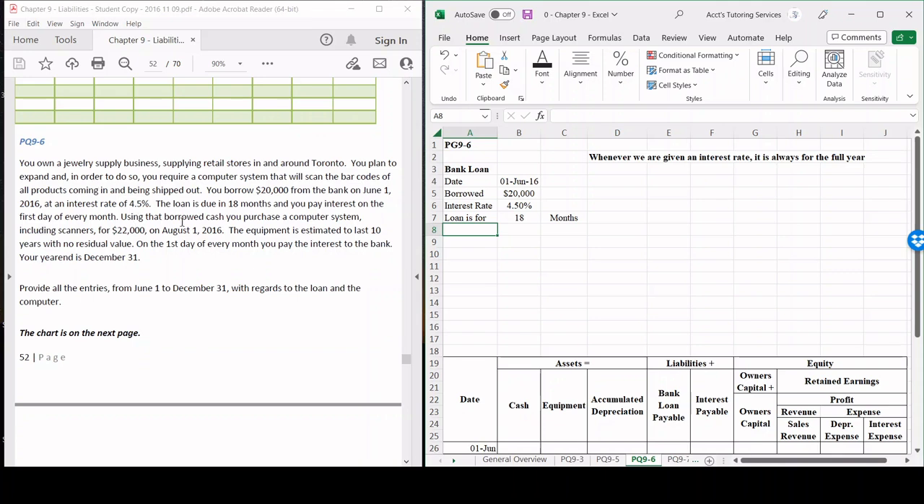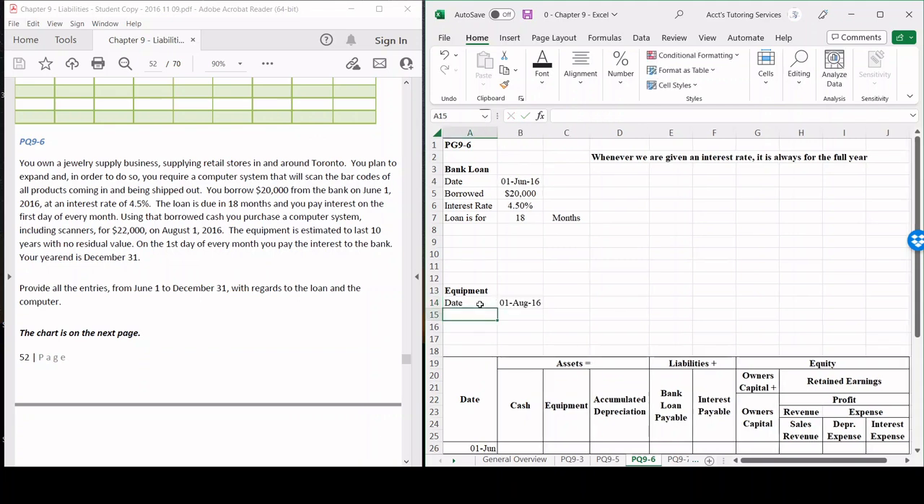Now using that borrowed cash, you purchase a computer system, including scanners, for $22,000 on August 1st, 2016. Now we're going to talk about the piece of equipment that we actually purchased. Let's put this down here so we can do the analysis. The date was August 1st, 2016, and the equipment is estimated to last 10 years. So the cost is going to be $22,000.